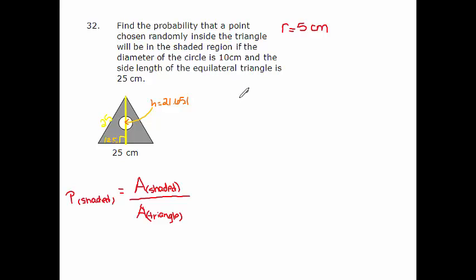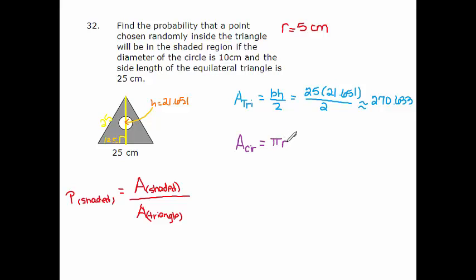Now I have all the information I need to find the area of the triangle. Remember, it's base times height over 2. So it's 25 times 21.651 over 2. And that's approximately 270.633. I also need to find the area of the circle. That's always pi r squared. And the radius we found was 5. So that's 25 pi.